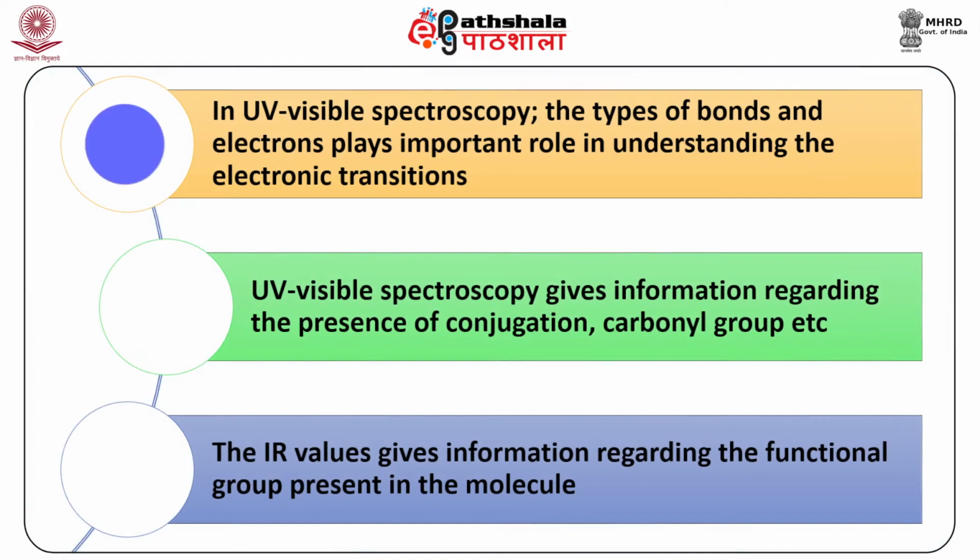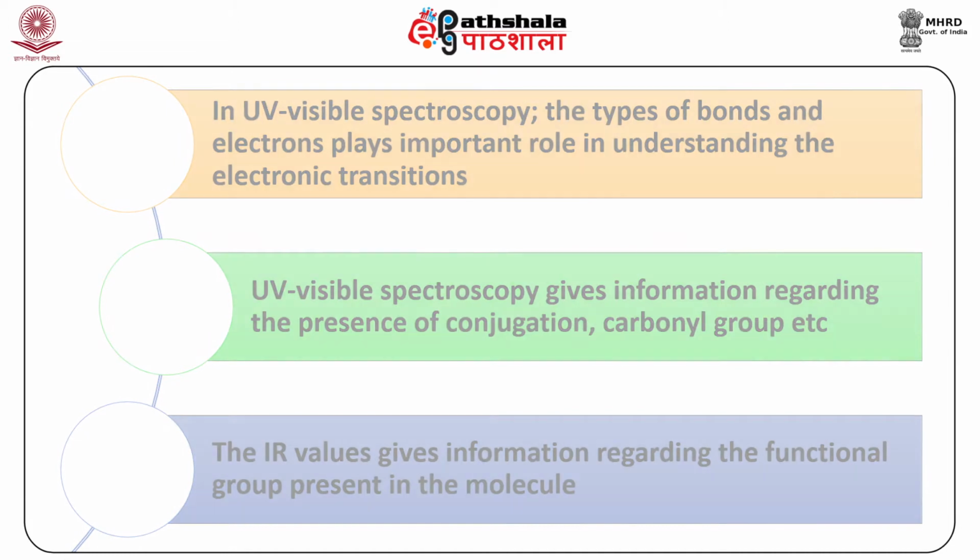In the UV visible spectroscopy, the types of bonds and electrons play a very important role, and they help us in understanding the electronic transition. The UV visible spectroscopy hence will give you information regarding the presence of conjugation, carbonyl group, etc. Talking about the IR spectroscopy, the IR values given to you will give you information regarding the functional group which is present in that particular compound.